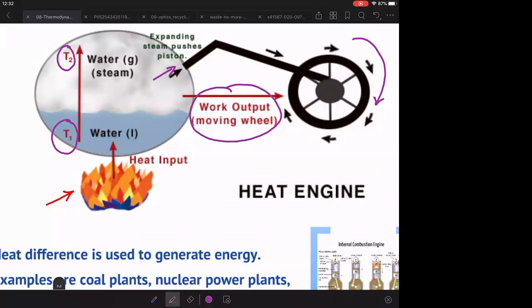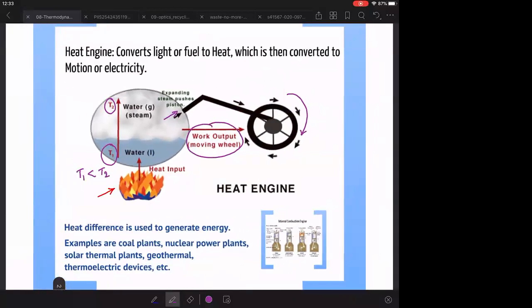Heat input converts a cold object like water at some temperature T1. Now T1 is actually less than T2, into a hot object or hot side. It is steam, and steam expands, pushing the piston, which then turns the wheel, producing work. Okay, pretty simple, right? That's a heat engine. The key point to remember is that the temperature difference, T2 minus T1, is used to generate energy, and we'll come back to this. And we'll talk about a couple of different interesting examples of that.